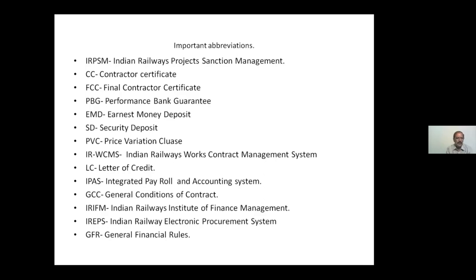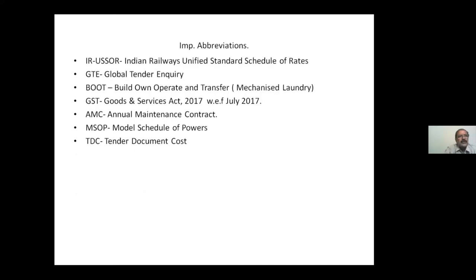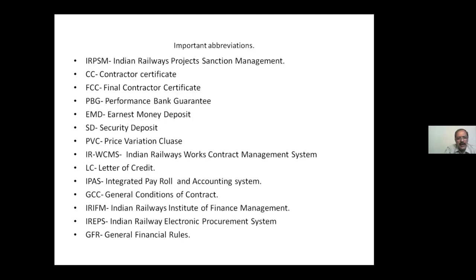Next, IPAS. What is the explanation of IPAS? It is your subject, Integrated Payroll and Accounting System. All the payments are done only through IPAS. CO6 generation, CO7, all these things. Then GCC. What is the explanation of GCC? General Conditions of Contract. IRIFM, because this present institute is now called Indian Railways Institute of Finance Management. Then what is IREPS? Indian Railways Electronic Procurement System. Then what is GFR?